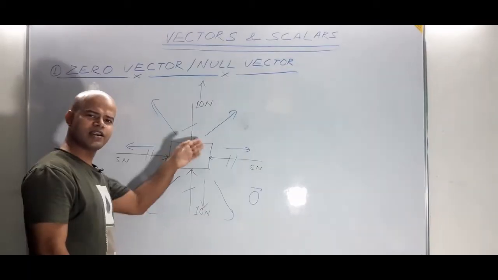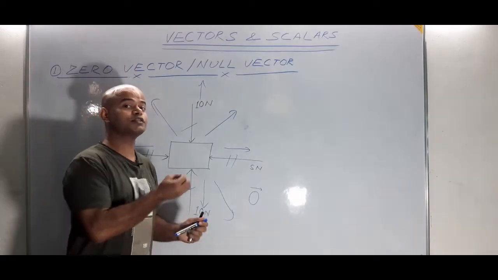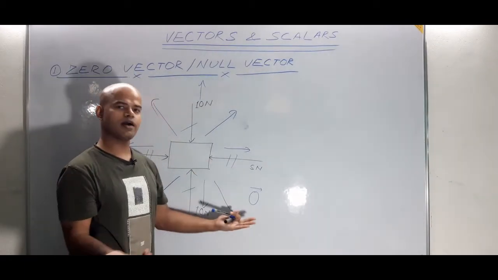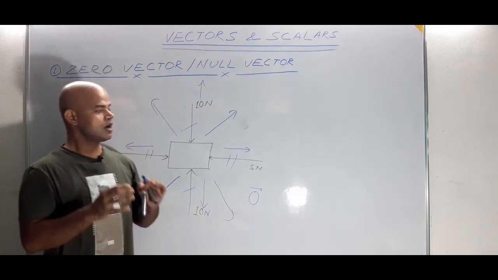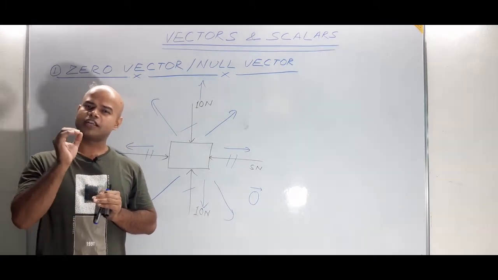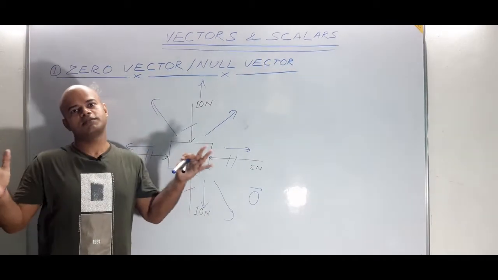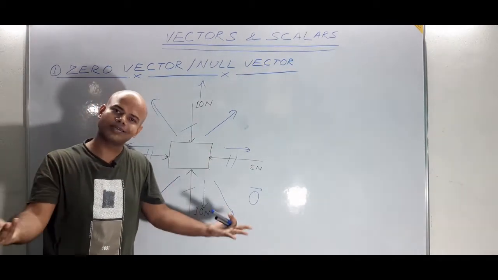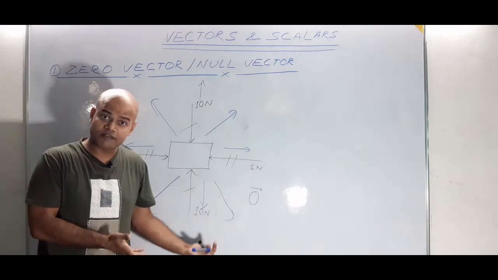It's 0 in every line, so you can't give a specific direction. We have got the definition of zero vector: a special type of vector quantity whose magnitude is 0 and doesn't have a specific direction is what we call a zero vector. And what is its significance?